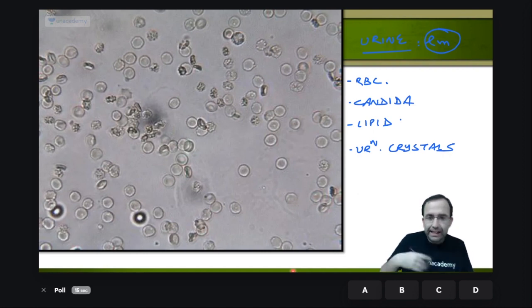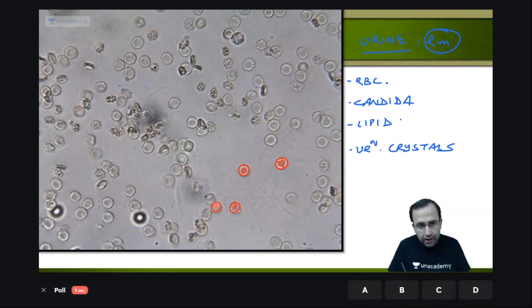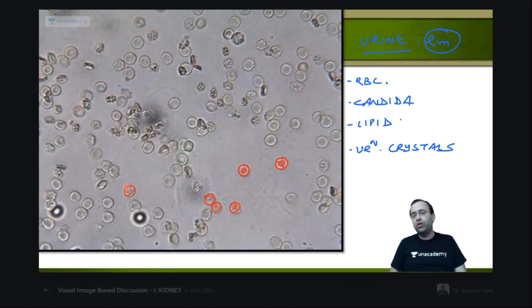Now it was slightly on the easier side. Agreed, Nitya, that was a very good observation. You are actually able to see the presence of RBCs, which are almost of similar size. Look at these round structures. They are almost of similar size. That is, these are the RBCs.